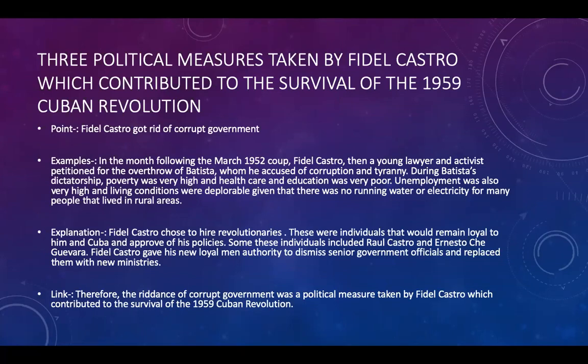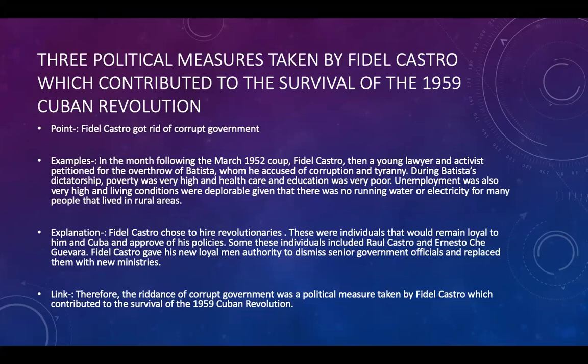Three political measures taken by Fidel Castro which contributed to the survival of the 1959 Cuban Revolution. The point we found is that Fidel Castro got rid of the corrupt government that had been under Batista. Examples: in the month following the March 1952 coup, Fidel Castro, then a young lawyer and activist, petitioned for the overthrow of Batista, whom he accused of corruption and tyranny. During Batista's dictatorship, poverty was very high and healthcare and education were very poor. Unemployment was also very high and living conditions were deplorable, given that there was no running water or electricity for many people who lived in rural areas.